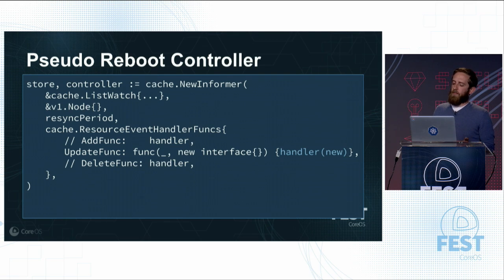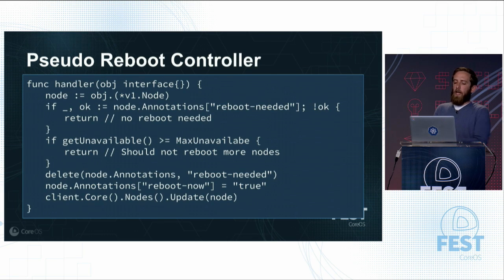So I have them commented out for now, but all we're going to tie into is the update function, but later we might actually want to tie into some of these other events as well. And so that handler function, again, the business logic of this is pretty straightforward. We get the updated object, and we look, does it have a reboot needed annotation? If it doesn't, we don't need to do anything. Let's just move on. If it does, then we need to check, is this safe?